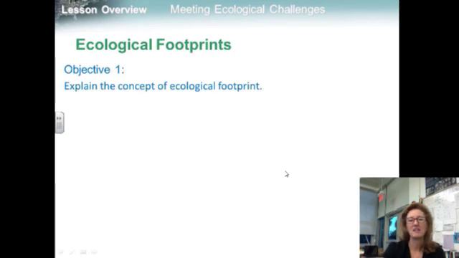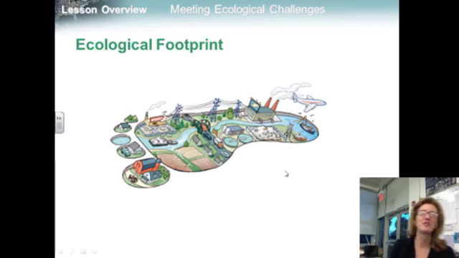Objective 1 is to explain the concept of ecological footprint. All right, ecologists refer to the human impact on the biosphere using a concept called the ecological footprint. An ecological footprint describes the total area of functioning land and water ecosystems needed both to provide the resources an individual or population uses and to absorb the waste that individual or population generates. Ecological footprints take into account the need to provide resources such as energy, food, water, and shelter, and to absorb such waste as sewage and greenhouse gases.